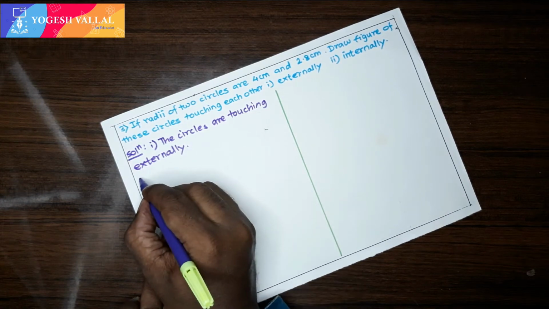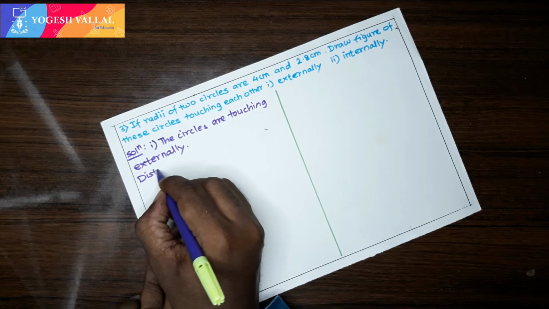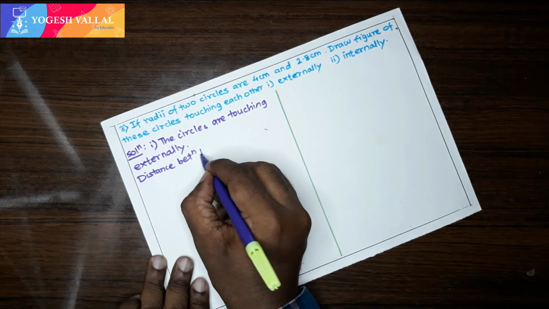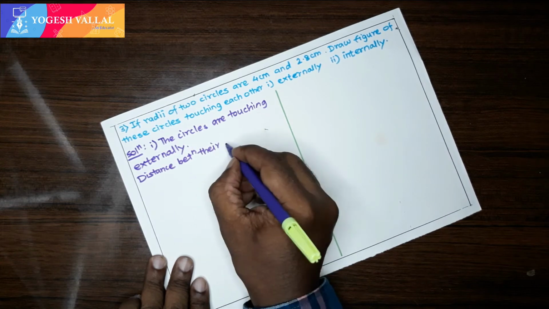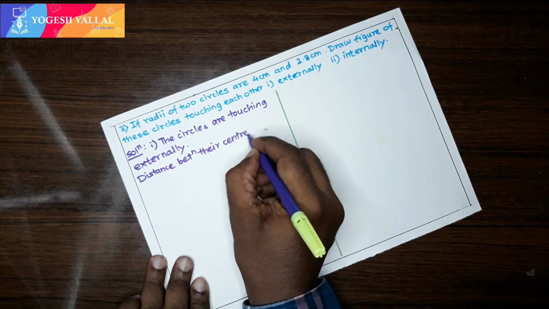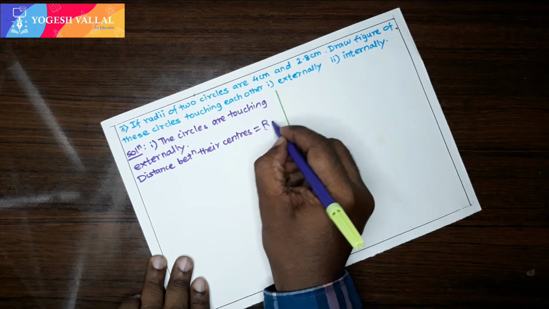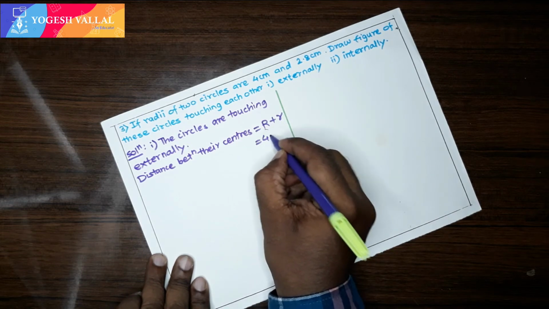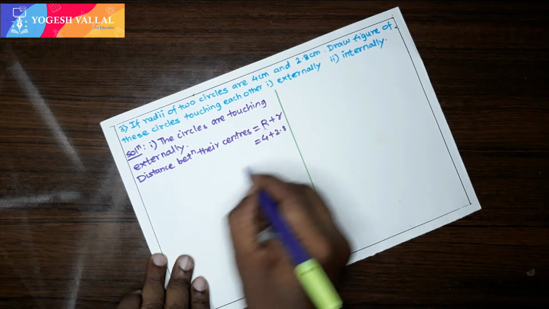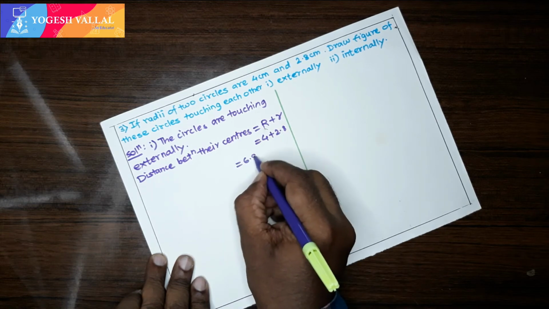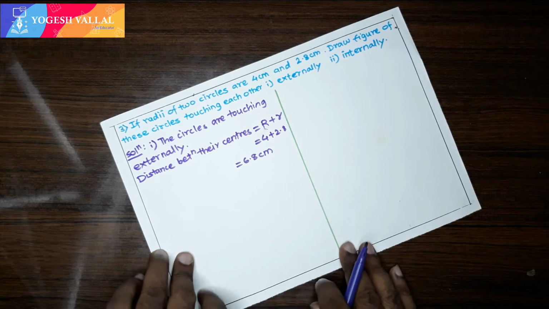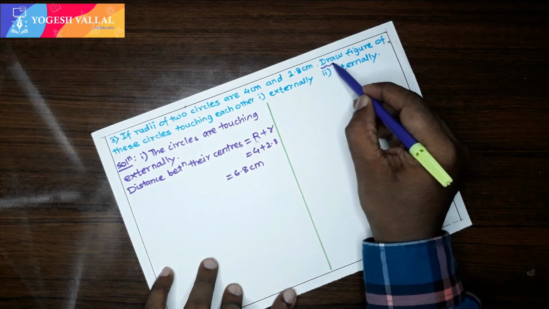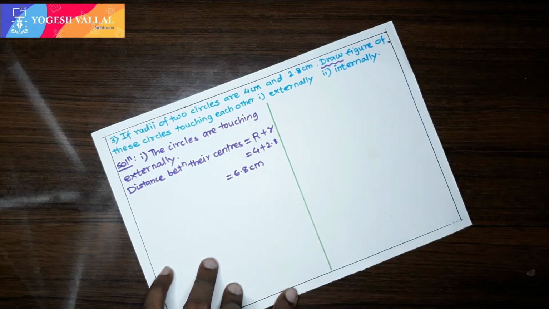Okay, so the distance between their centers is equal to capital R plus small r, that is 4 plus 2.8, which gives me 6.8 centimeter. Okay, don't forget this is a problem based on draw, which means we have to make a geometric construction.